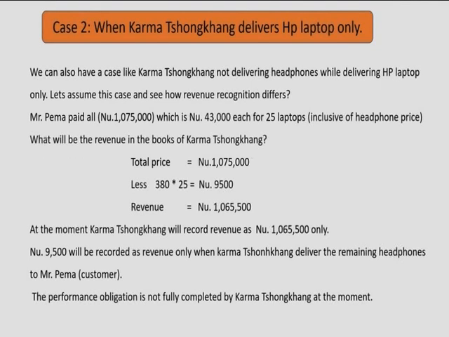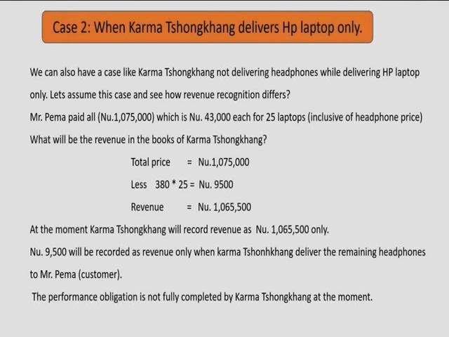We can also have a case like Karma Hong Kong not delivering headphones while delivering HP laptops only. Let's assume this case and see how revenue recognition differs now. In the previous case, Karma had already delivered the laptop as well as the headphones. Now in this case, Karma delivers only the laptop and did not deliver the headphones. So if this is the case, what will be the revenue in the books of Karma?